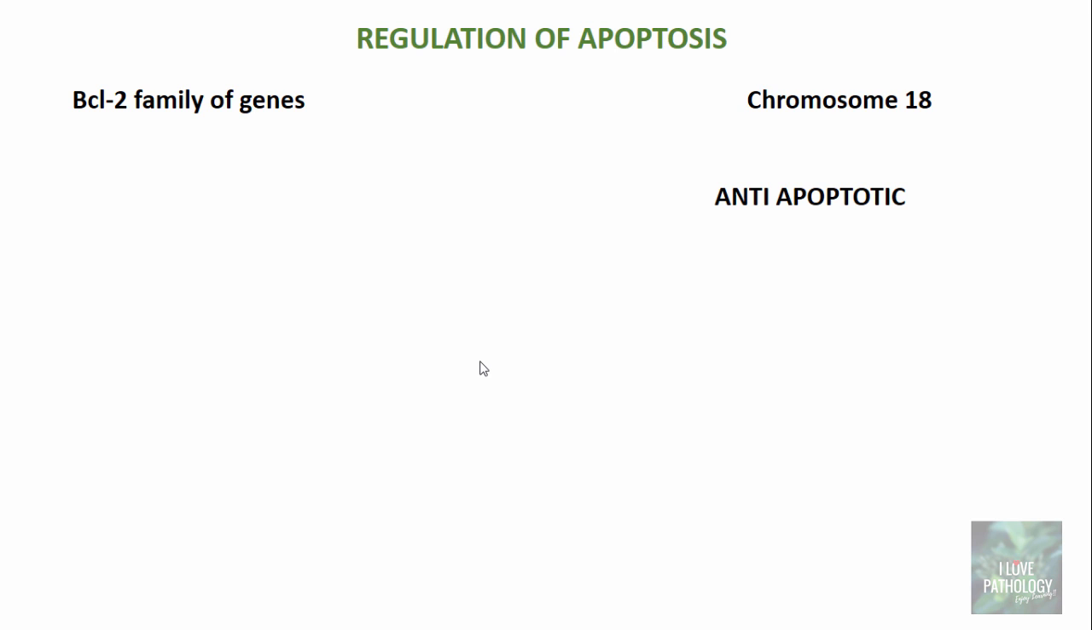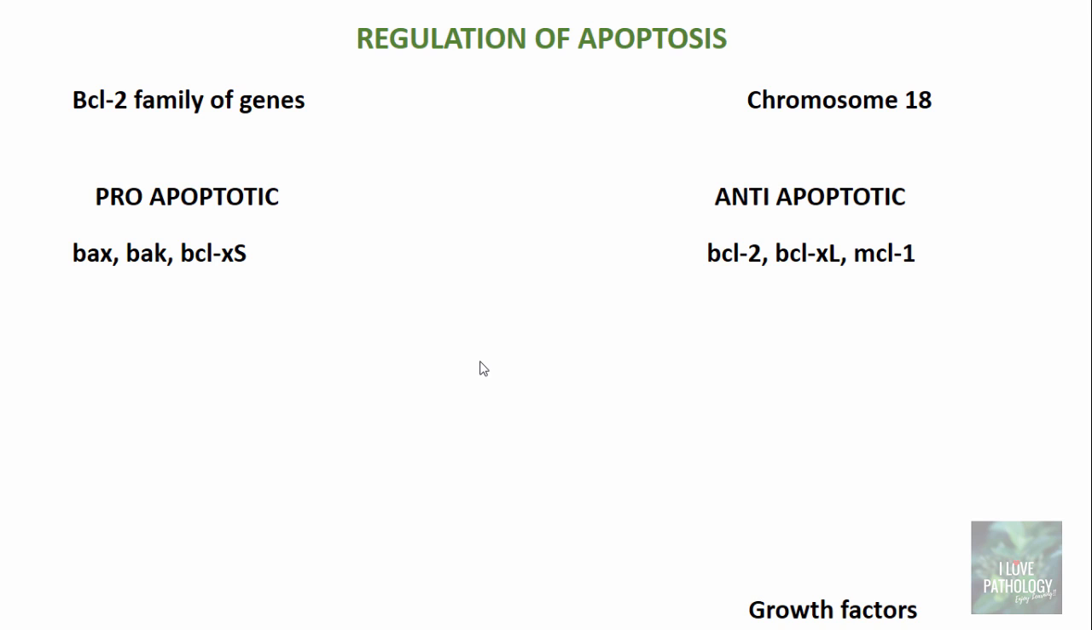For that we need to understand the regulation of apoptosis. See, the regulation of apoptosis is basically by the BCL2 family of genes, which is located on chromosome number 18. There are two important sets of genes: one is anti-apoptotic genes and two, pro-apoptotic genes. Anti-apoptotic genes are the ones which prevent apoptosis, whereas pro-apoptotic genes are the ones which favor apoptosis. The anti-apoptotic genes are BCL2, BCLXL, and MCL1. The pro-apoptotic ones are BAX, BAK, BCLXS.